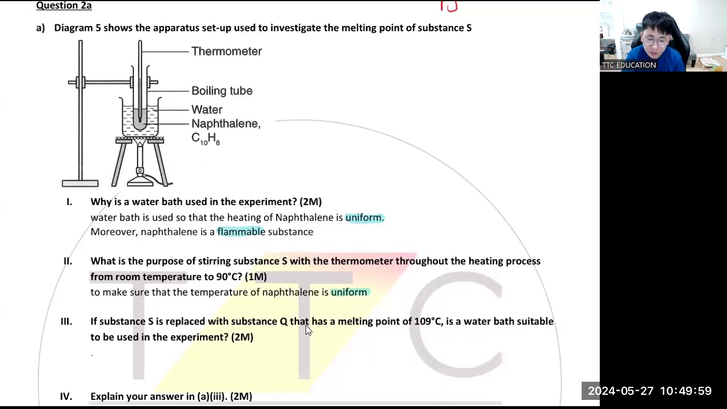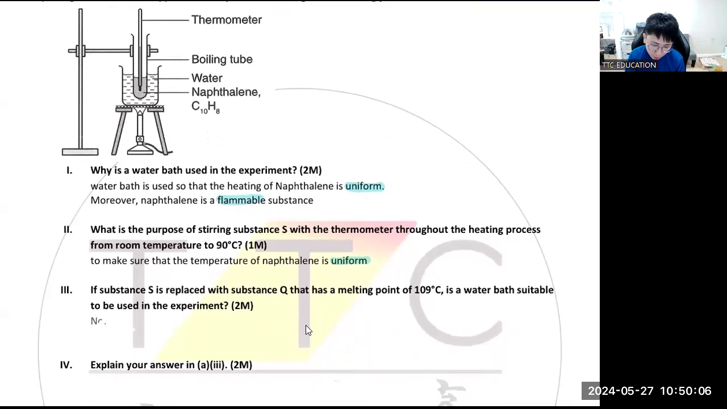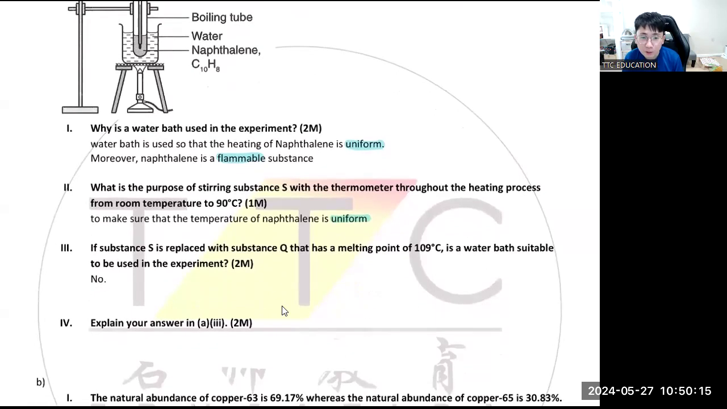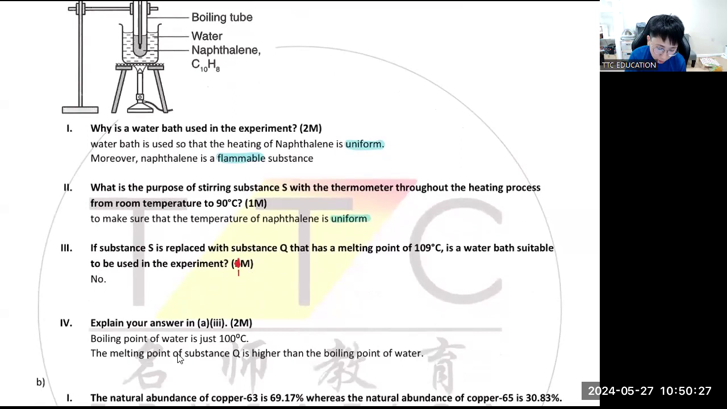So the first thing they ask is whether this is suitable. The first answer is no. But where's my explanation? Oh, the explanation is at the next one. But why does the no give you 2 marks? I think the no only deserves 1 mark, this one is a typo. And then explaining why deserves 2 marks. Because you say the boiling point of water is 100, so the melting point of Q is higher than the boiling point of water. Or you can just say the melting point of Q is higher than 100 degrees Celsius, also can. So these are the different ways of giving the answers.